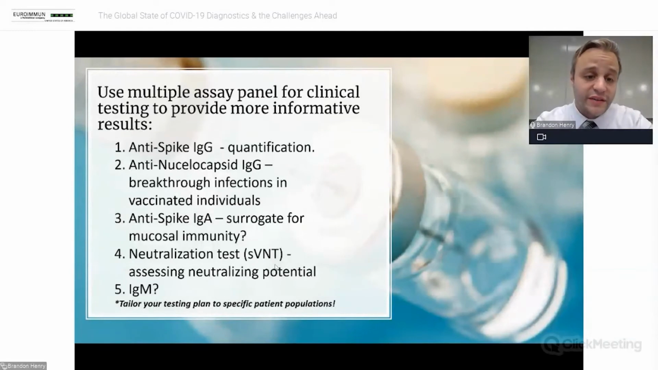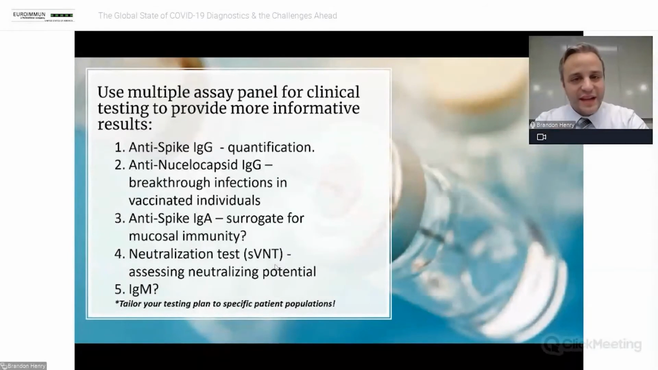This is a good surrogate for mucosal immunity. And then you may want to do a neutralization test, especially in vulnerable populations, because that really gives you an idea of the actual neutralizing potential of the antibodies that were detected on your first test, which is the anti-spike. So this gives us a real idea.